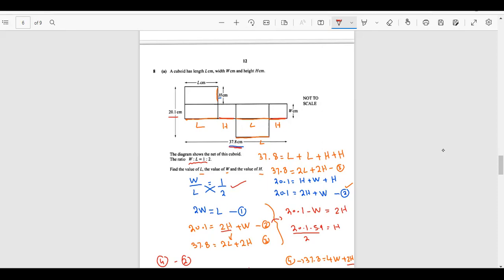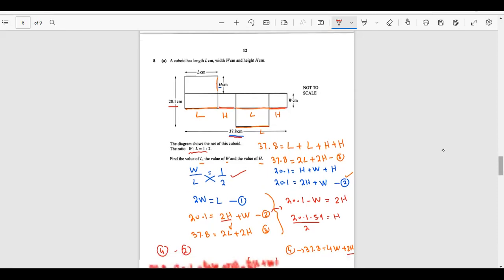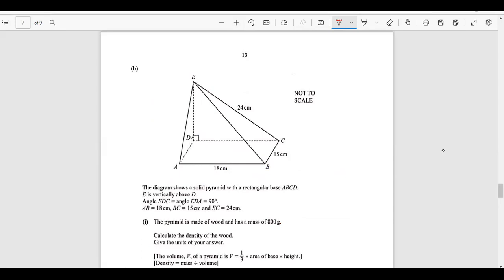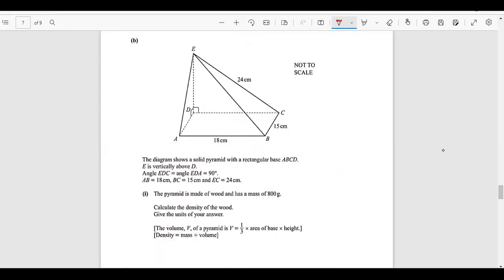Okay, so this was the first question. This is the eighth question. Let's talk about the second part of this question. Here it is. So I'll zoom in again. Now it's very important. Please pay attention. It says the diagram shows a solid pyramid with a rectangular base ABCD. E is vertically above D. Angle EDC is equal to angle EDA. So where's angle EDC? Angle EDC is equal to angle EDA, that is given. Both of them are right angles, that is 90 degrees.